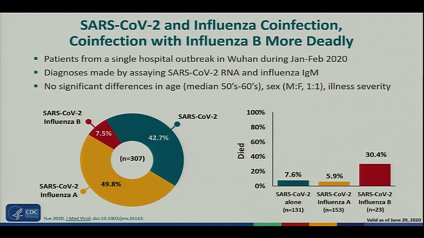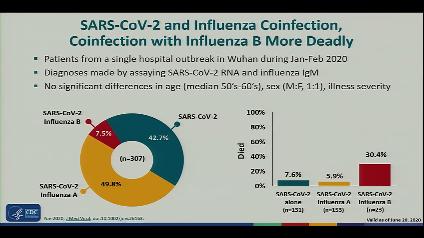I'll just note that in the 3 groups, either mono SARS-CoV-2 infected or co-infected with flu A or flu B, there were no significant differences in terms of age. Most people were in their 50s or 60s. In sex distribution, there's an even number of men and women, and in illness severity at presentation. Now, although the number of co-infections with flu B was small, and that's, I think, what we would expect in a typical flu season.